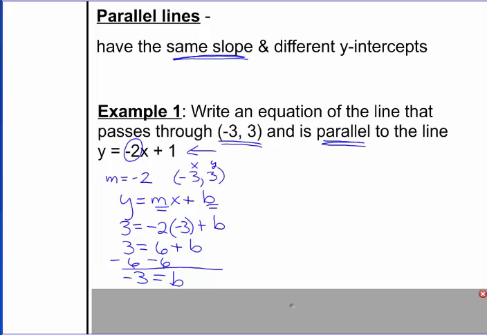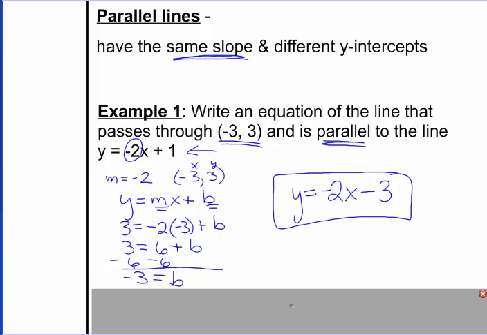So then we write our final equation. y equals, plug in the slope, -2x, and then plug in the b, which is -3. This line is parallel to the line that was given before. So those are parallel lines.